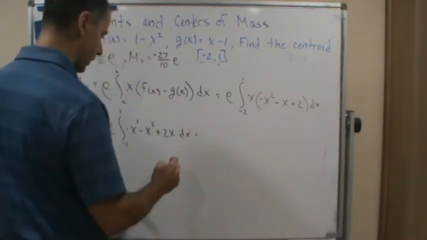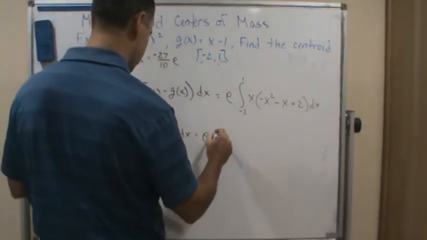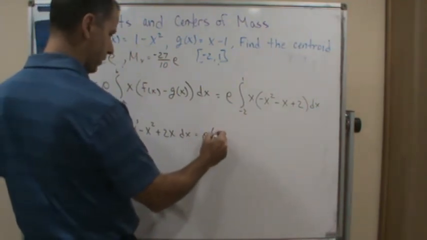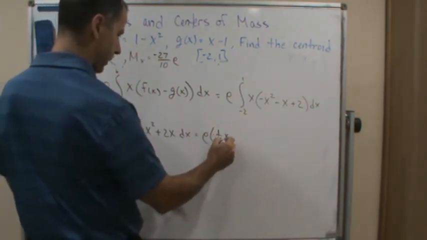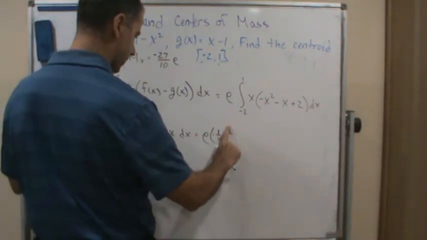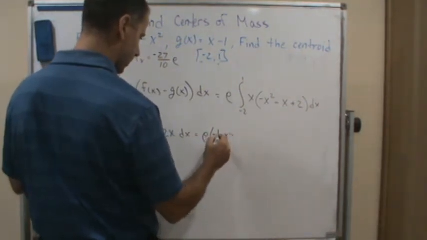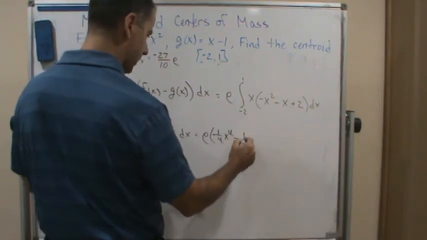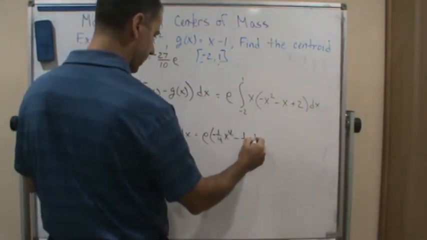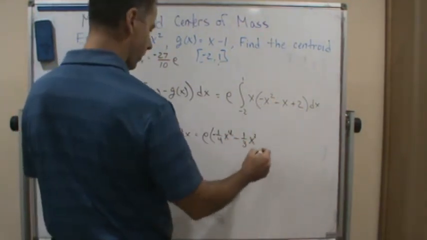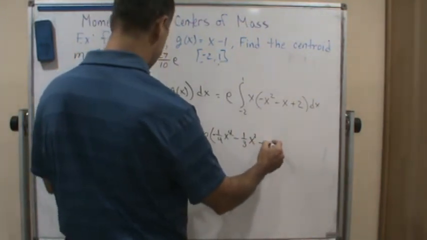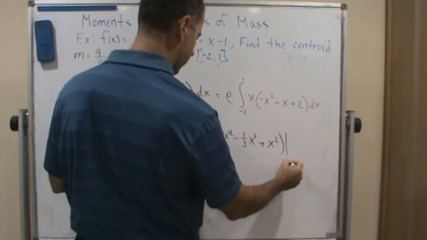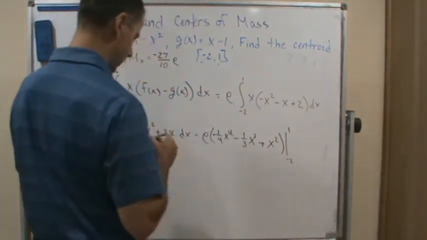And of course, if we integrate, we get rho, and this is going to be -1/4 x to the 4th minus 1/3 x to the 3rd plus x squared evaluated from -2 to 1.